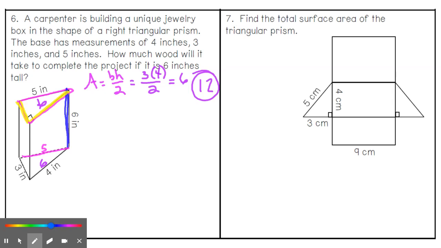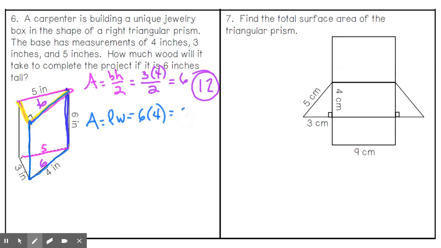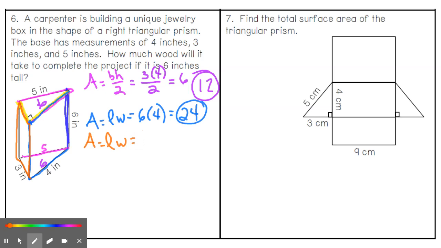Then we're going to look at our rectangular faces. Okay, so what I want you to notice is we have this rectangle, and its dimensions are 6 by 4. So remember, length times width. So 6 times 4 is 24. Okay. And then we have another rectangular face. Okay, we have this one here, and it is 3 times 6. So again, length times width. So 6 times 3 is 18.